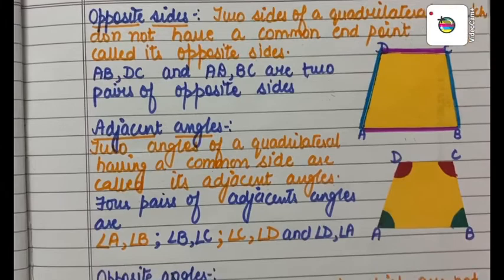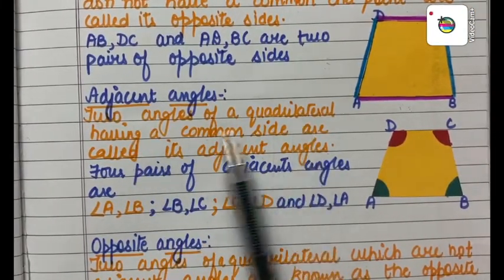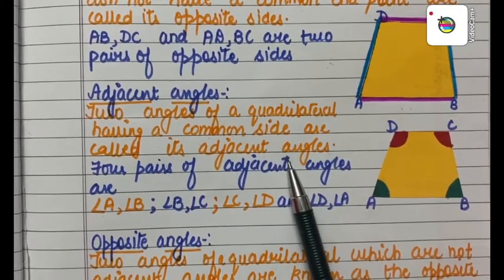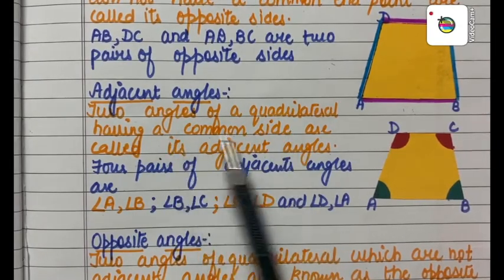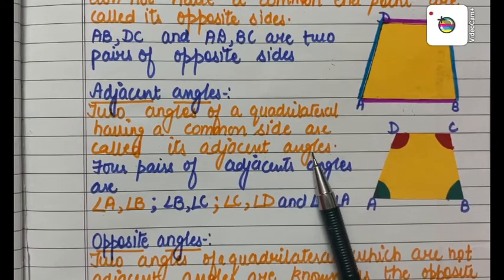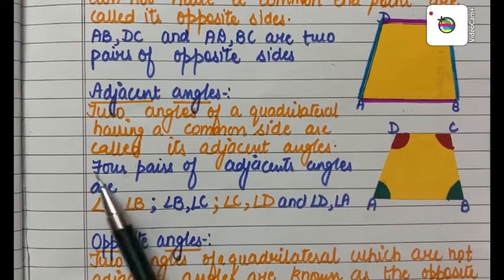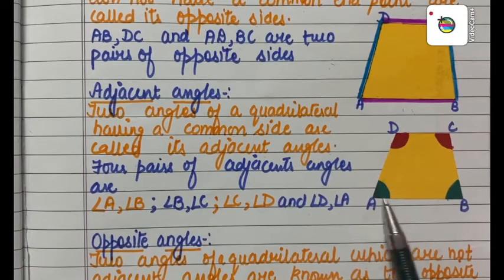So now the next definition is adjacent angles. 2 angles of a quadrilateral having a common side are called its adjacent angles. It means when we take 2 angles of a quadrilateral and they are having one common side between them, they are known as adjacent angles. So here again we are having the same quadrilateral ABCD and there are 4 pairs of adjacent angles. First pair is A and B. Second is B and C, third is C and D and fourth one is D and A.